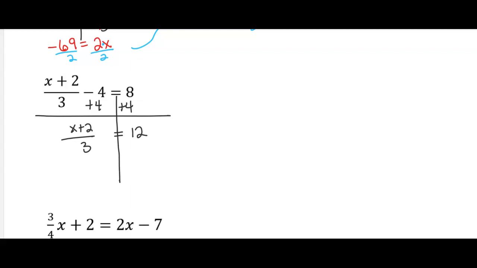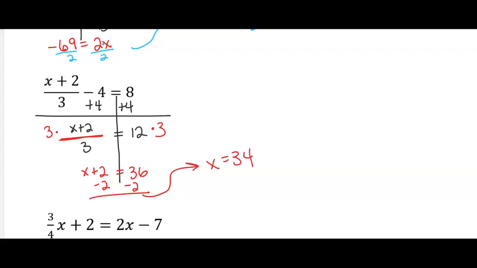And now I just have a fraction that I know how to get rid of. Right here, you see how this whole thing is dividing by 3? I can't get rid of this 2 unless I get rid of this big divide. So when you have a big divide, you have to get rid of that first before you can get rid of the top stuff. So to get rid of a divide by 3, I multiply by 3. And now I have x plus 2 is 36. And now we have a pretty basic problem. I just have to get rid of a plus 2 by minusing 2. And so I get x is equal to 34. And that's it.